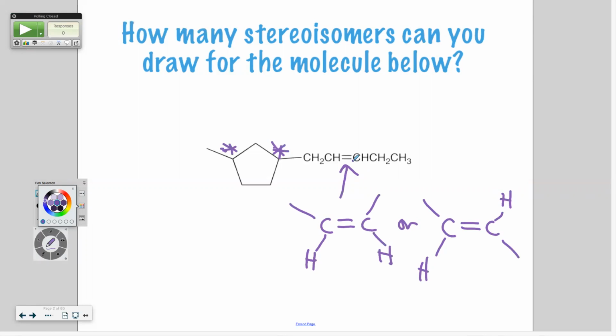Okay, so you got to remember that double bonds can factor in because they make diastereomers. That's what the whole point of that was, to help you realize that. Remember that.